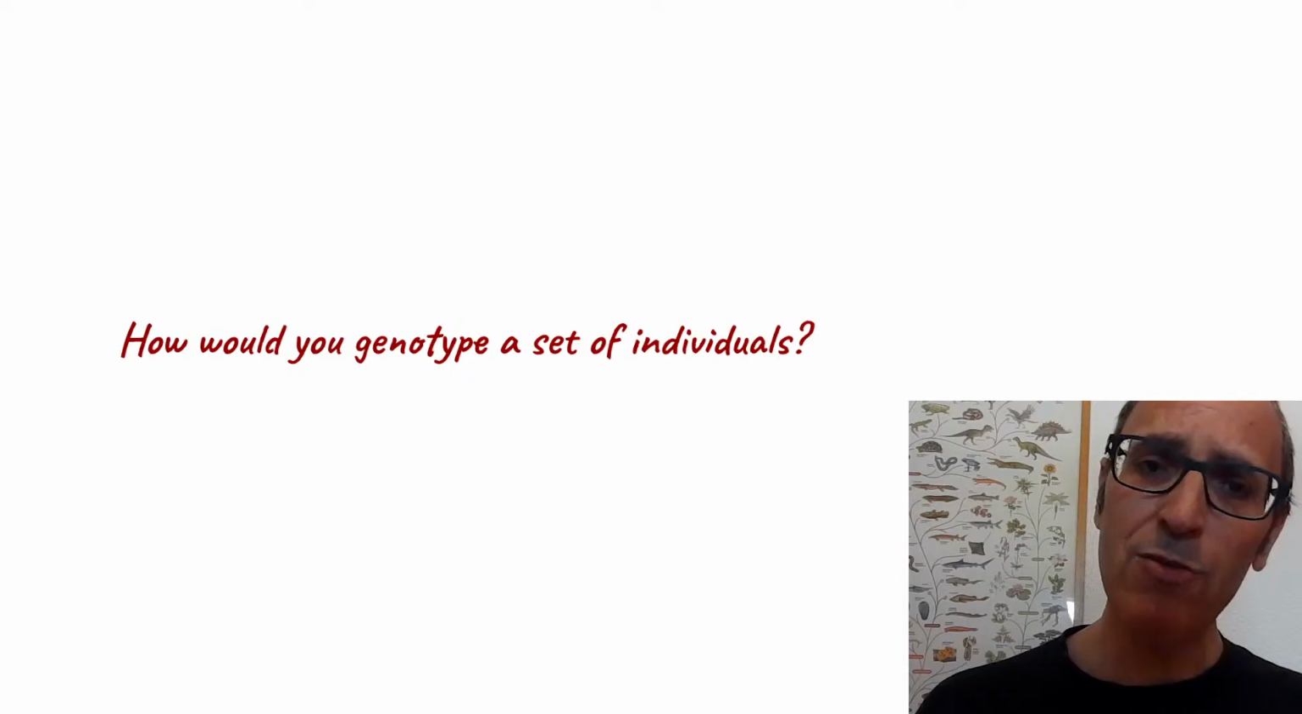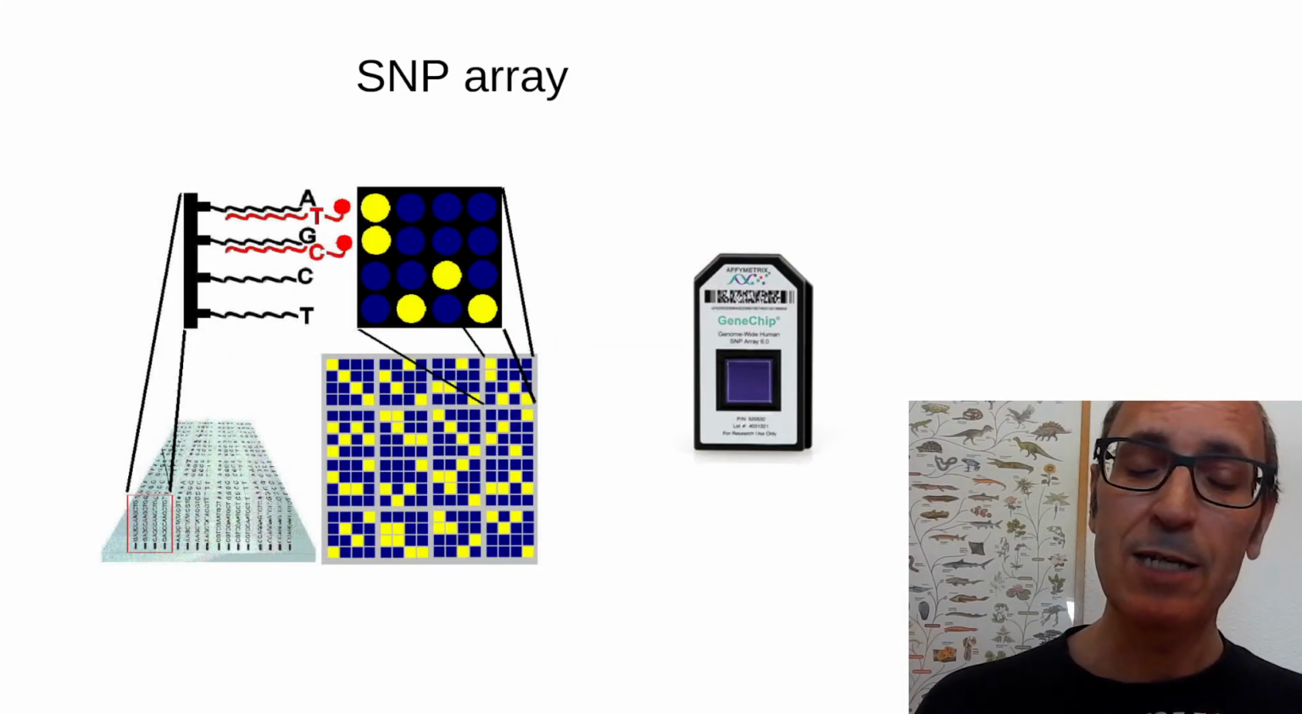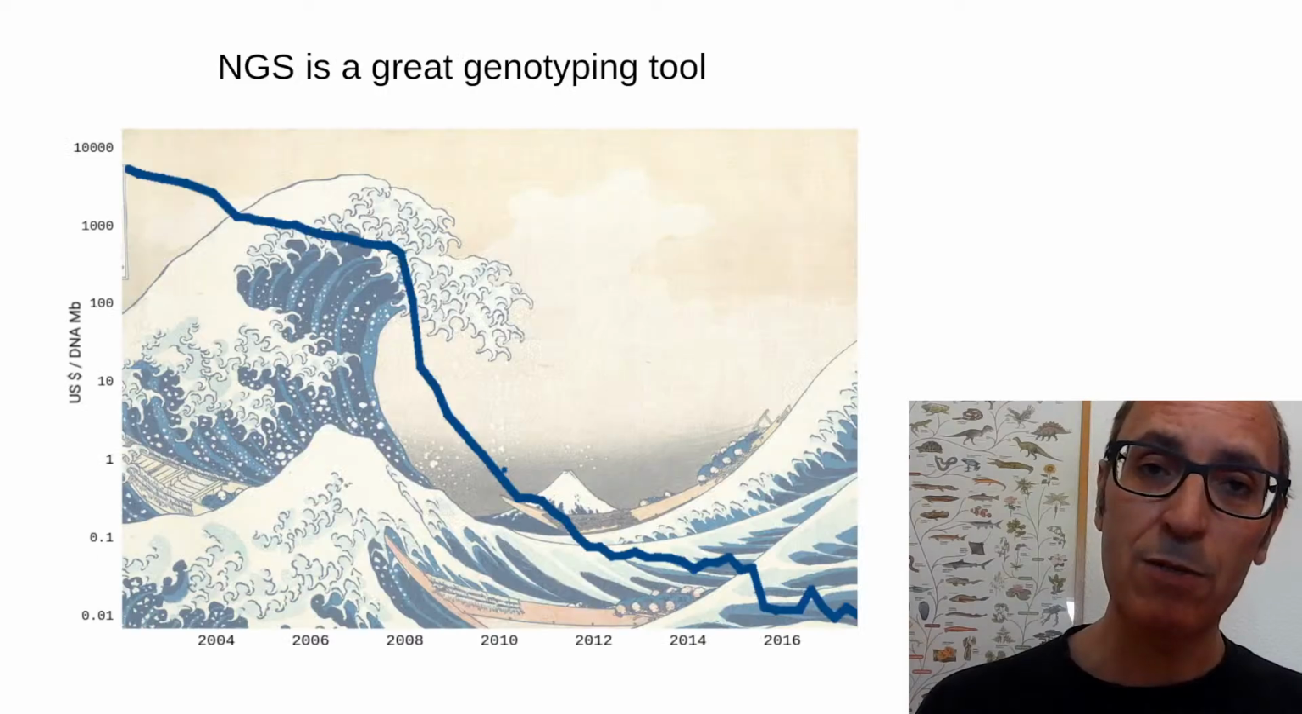How can you genotype a set of individuals? Okay, you can do a SNP array, or you can sequence. NGS is a great genotyping tool. I am again not going to talk about this a lot, but this is something that you need to do if you want to study populations, or somebody has done it for you, okay? You need the genotypes.